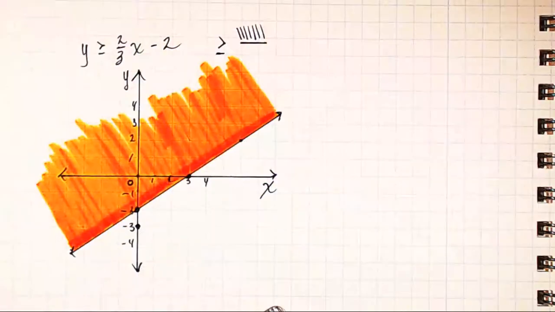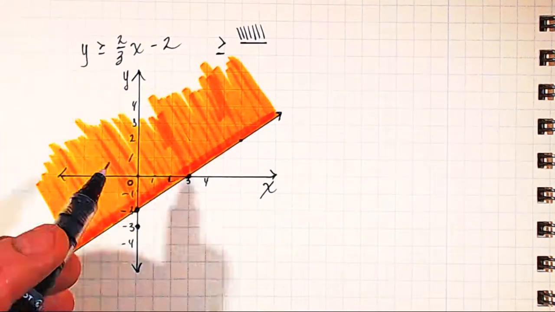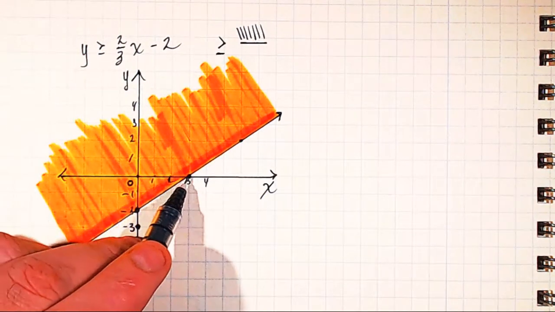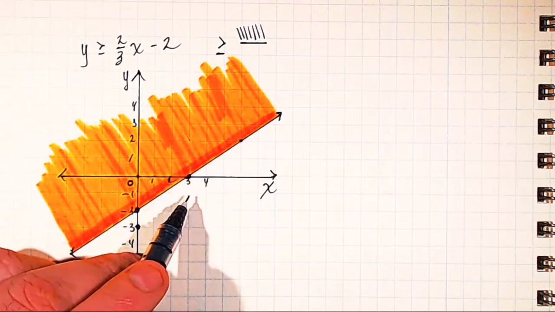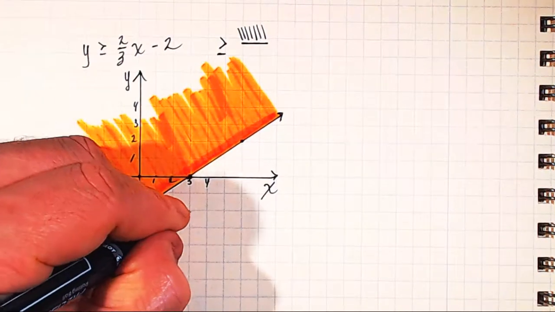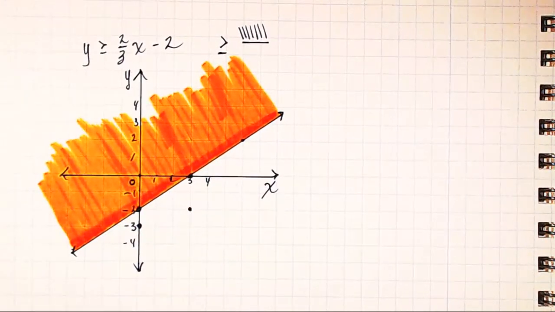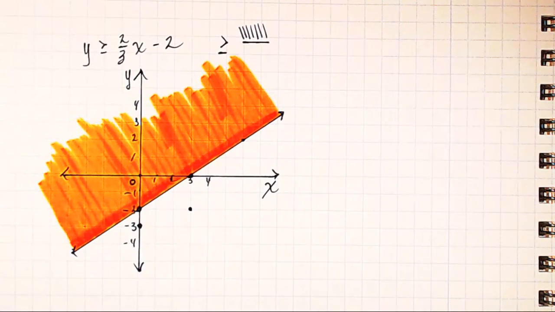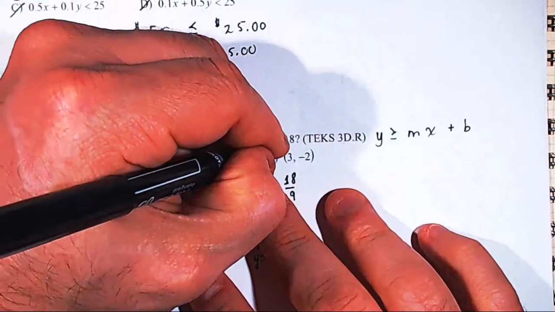Let's look at D. 3 comma negative 2. All right, let's go over to 3. 1, 2, 3. And then go down to negative 2. Negative 1, negative 2. So once again, that point is not in the shaded region. So that's not our answer. So D is wrong.